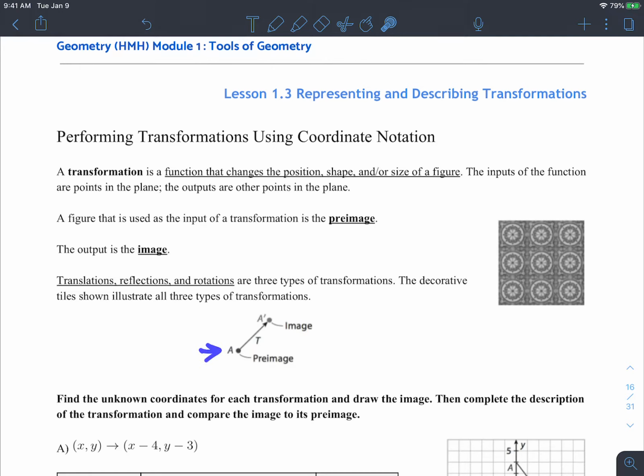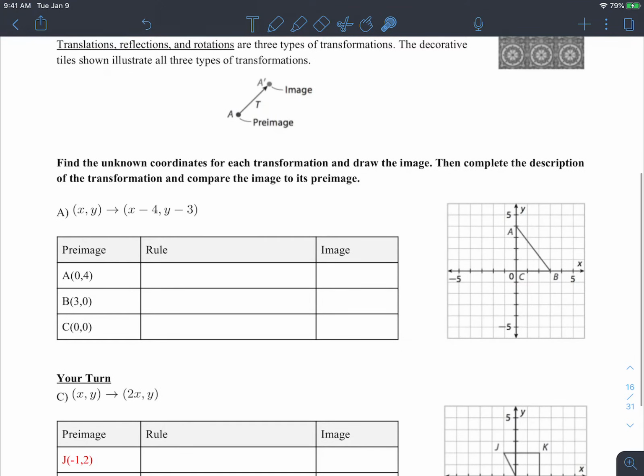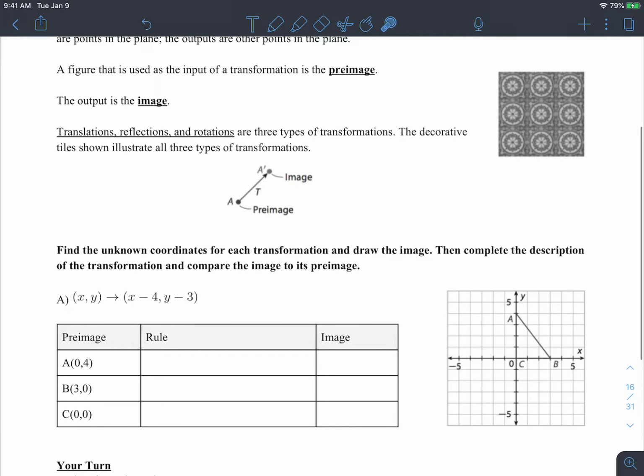Let's say we have a point A. If that's a pre-image, you could slide that right then up, and that would be a translation. And the resulting point right here is called an image, and we usually denote that with a prime. So harkening back to Algebra 1, how do I do this?